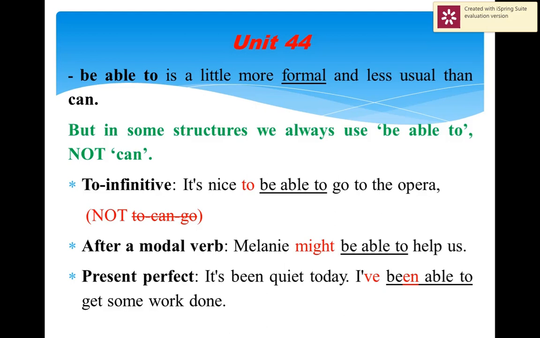The second structure is what? After a modal verb. For example, Melanie might be able to help us. Where is the modal verb? Might. Is followed by what? Be able to. We cannot say Melanie might can help us. We do not have two modals together in one sentence, one after the other.